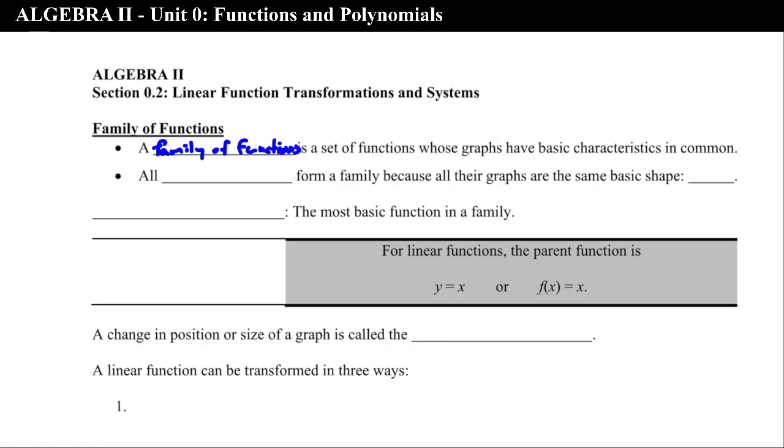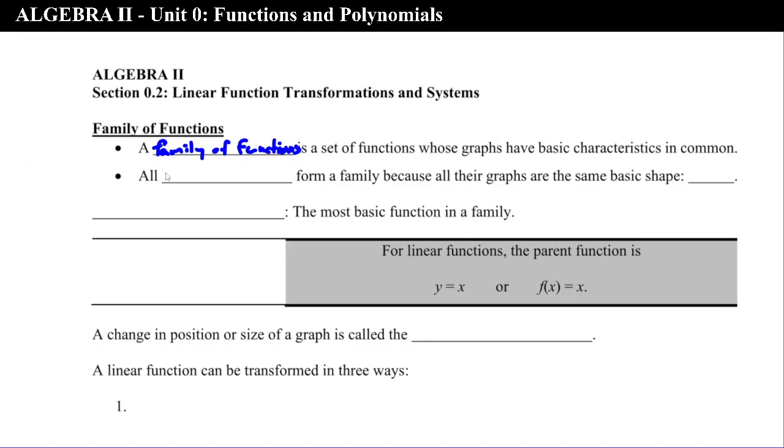A family of functions is a set of functions whose graphs have basic characteristics in common. Okay, so they all kind of look the same. You have all your linear functions, they all kind of look the same. They're all straight lines. You may remember quadratic functions. They are shaped where they open upward or they open downward. Some of them open up, some of them open down. Some of them are wide, some of them are thin. But they all essentially have the same sort of shape.